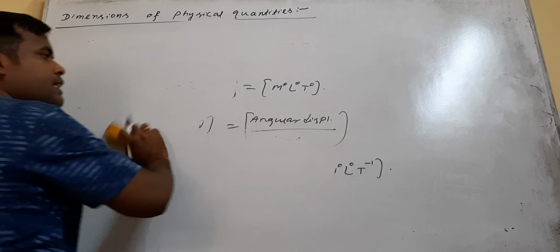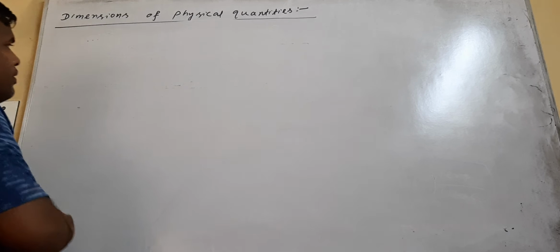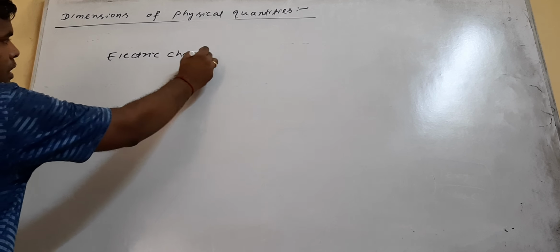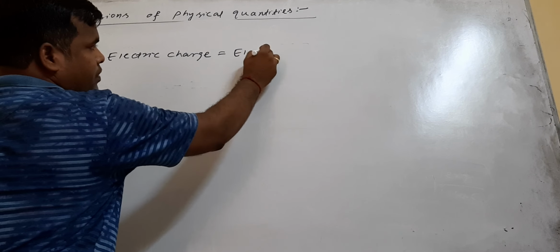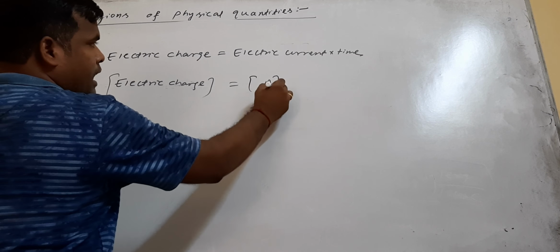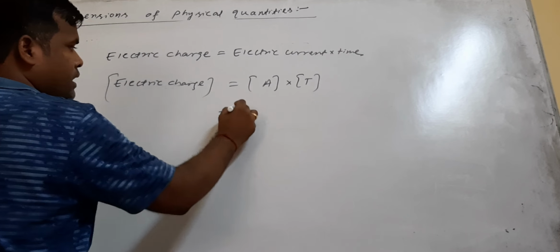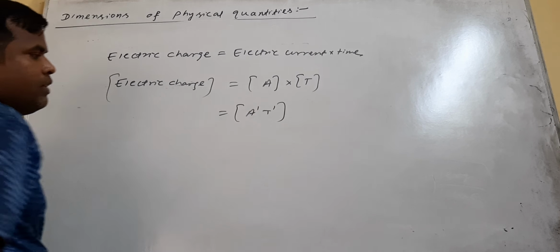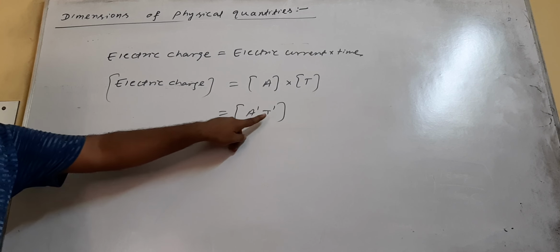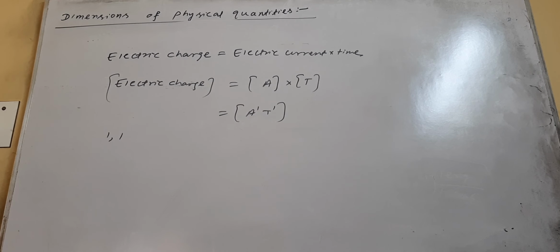Similarly, electric charge is electric current into time. For electric current it is A and for time it is T. So it is A1 T1. That means the dimensions are 1, 1 in terms of current and time respectively.